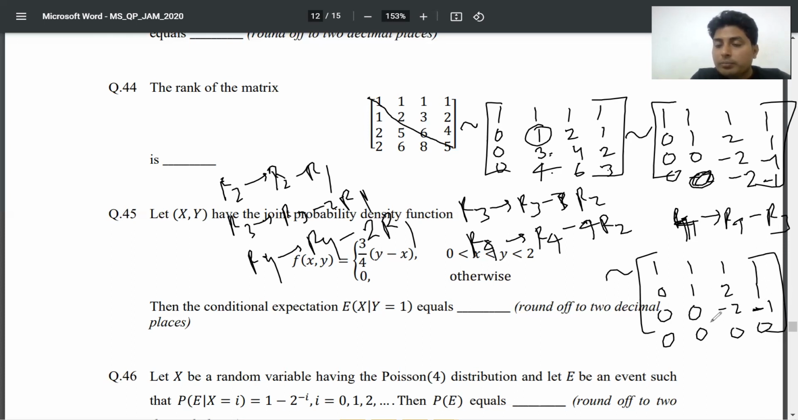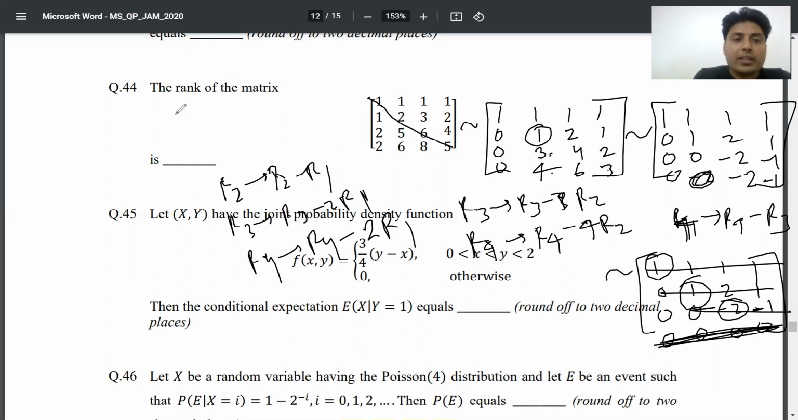So now it is an upper triangular matrix, and you can count the pivot elements. This row is 0, so it will not contribute to the rank. So rank is 3 only. The number of non-zero rows, the number of linearly independent rows, is 3. So the rank of this matrix, the answer, is 3.